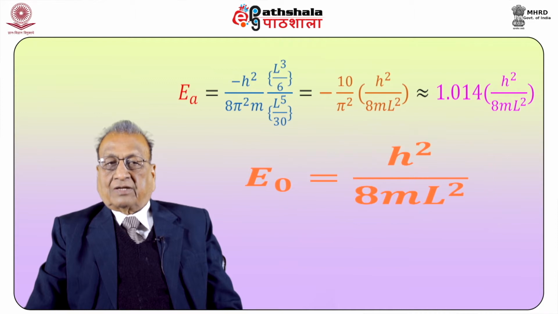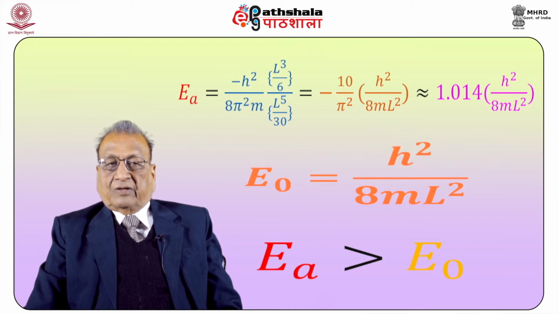h square over 8 m L square. One thing we note, that EA is greater than E0, but the value is not so bad. There is a reasonable agreement between the two, and we also obtain the wave function as x into L minus x.